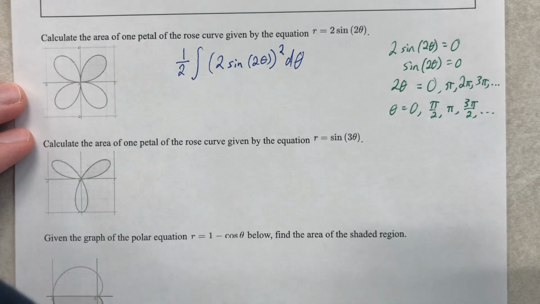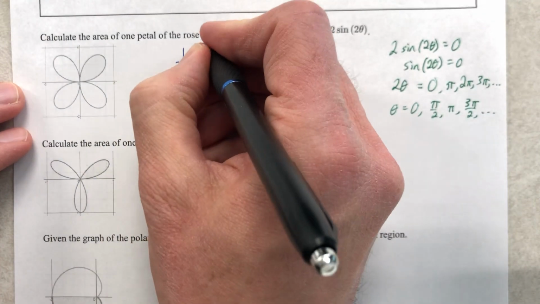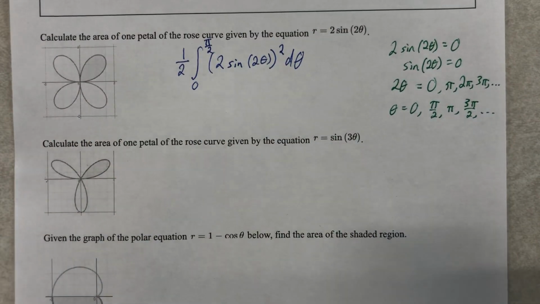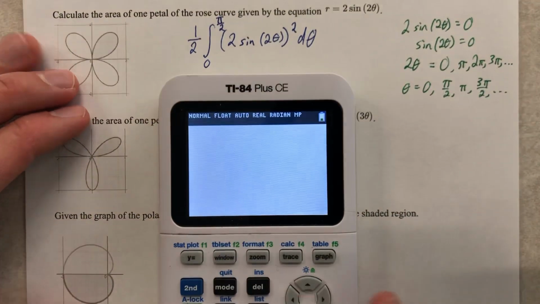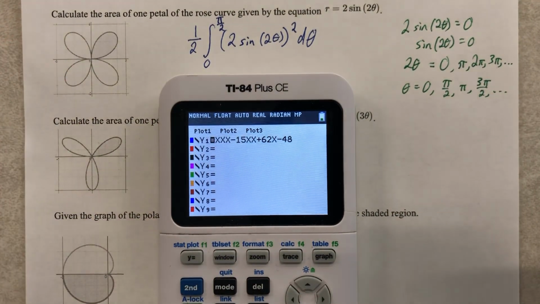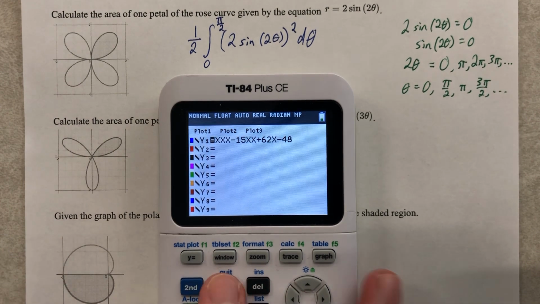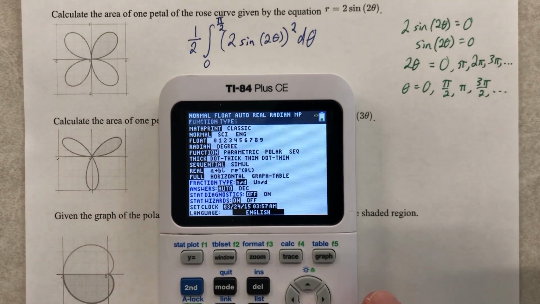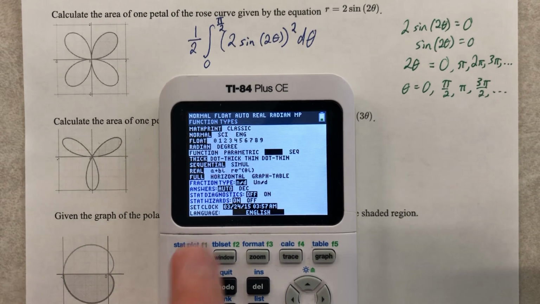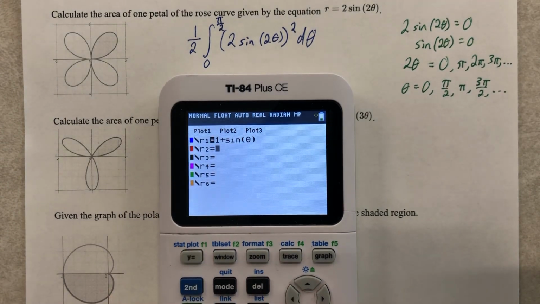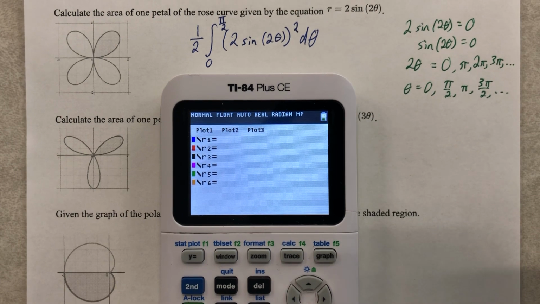Just to confirm, I'm going to grab a calculator and demonstrate a little bit of confirmation here. I press y equals, and that's not what I wanted. Well, it is what I wanted, but I'm in the wrong mode, so let's change it. The mode is going to be polar. Now we'll press y equals. If you have stuff in there, clear it out. I do, so I will. And we have 2 sine of 2 theta. And I want to graph it.